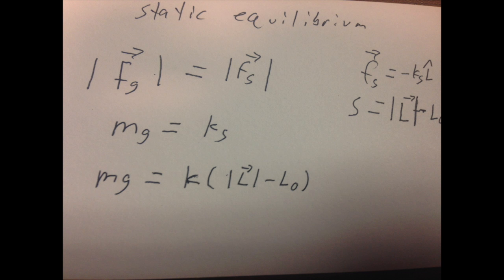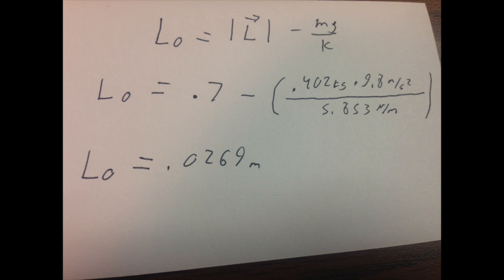The mass is in static equilibrium, so force of gravity equals force of the spring. mg equals k s, and mg equals k (L minus L naught). And force of the spring equals negative k s L hat, where s equals L minus L naught. I then use my numbers and I get 0.0269 meters.